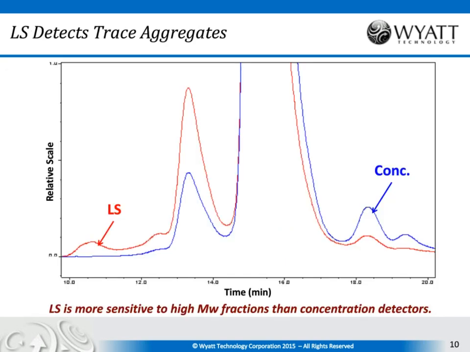If you look at the left side of this graph, you see in the red trace of the light scattering a small peak, of which there is no evidence at all in the concentration trace, which is the blue. And what's happening there is that there are some relatively large aggregates eluting. Because light scattering is proportional to the product of molecular weight and concentration, it's going to be much more sensitive to larger aggregates than a simple concentration signal, and will indicate those even when you don't see them in the concentration signal.